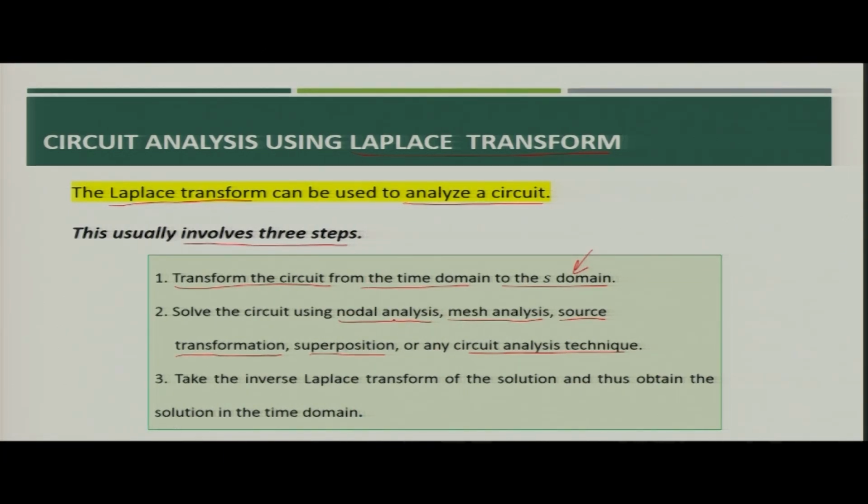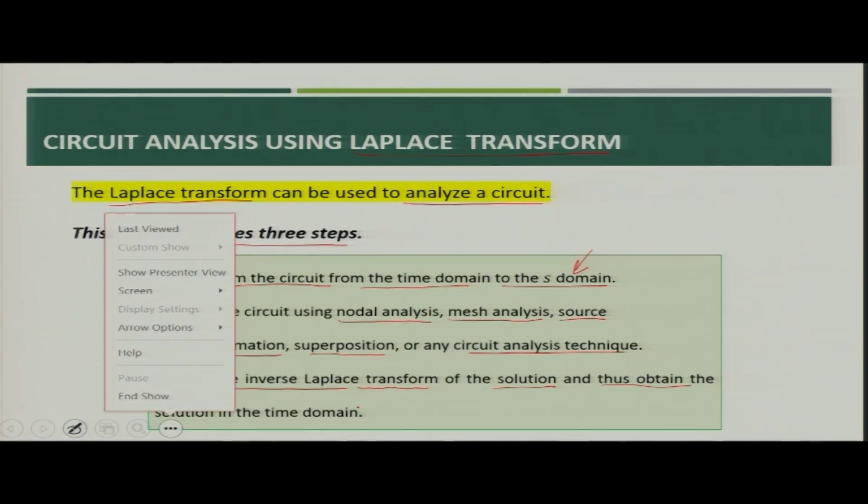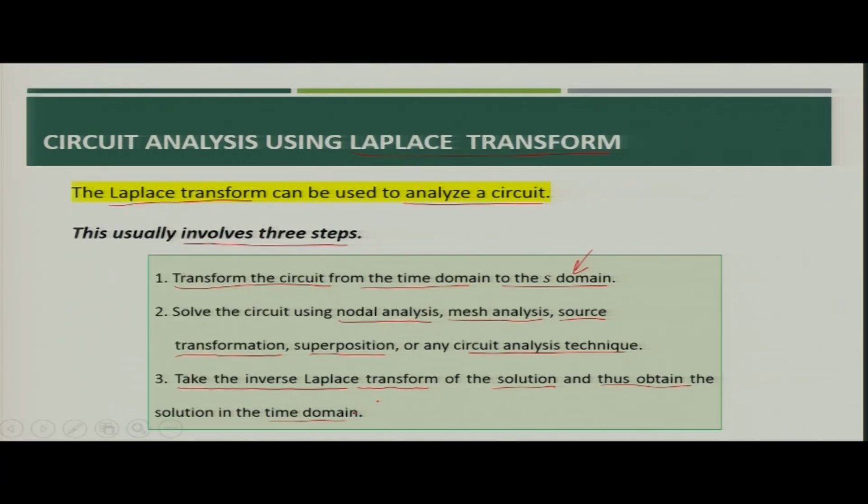The second step is that for the circuit we have formed in the S domain, we will use circuit analysis techniques to solve it in the S domain. Finally, when we get the answer in the S domain, we will use the inverse Laplace transform, and we will obtain the solution in the time domain. So, these are the three major steps we will follow when we do circuit analysis.